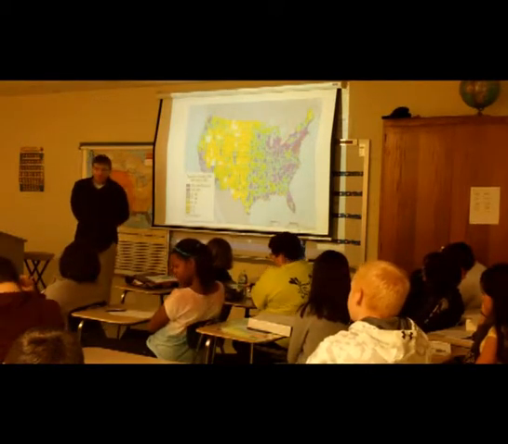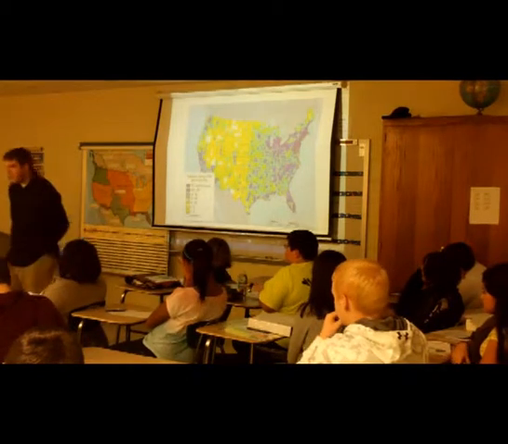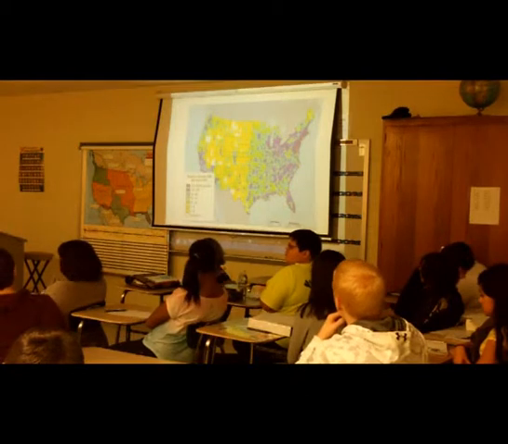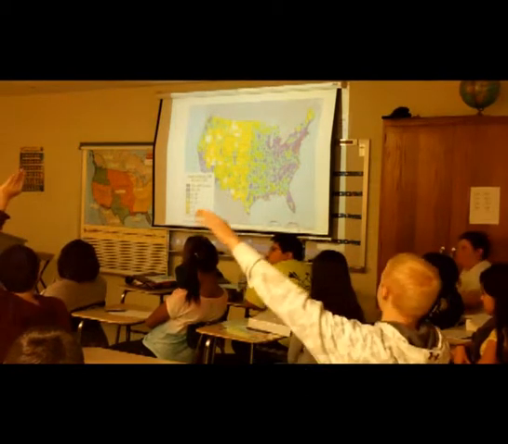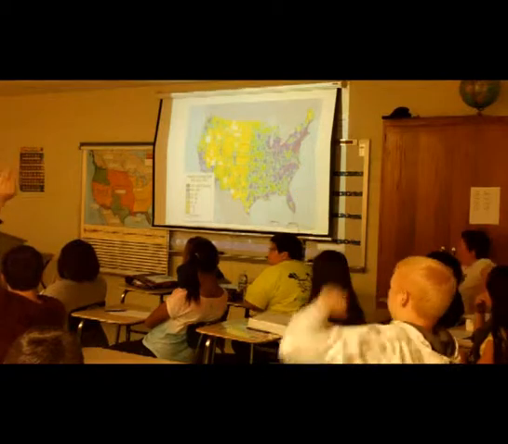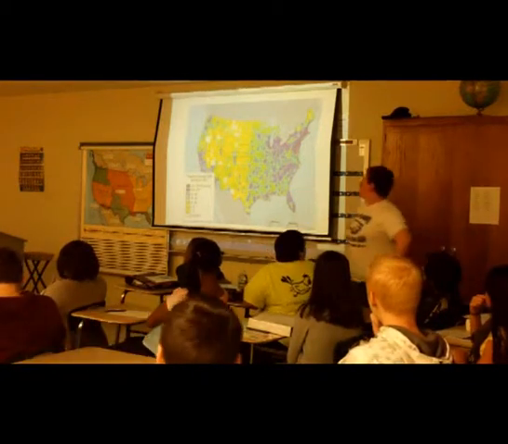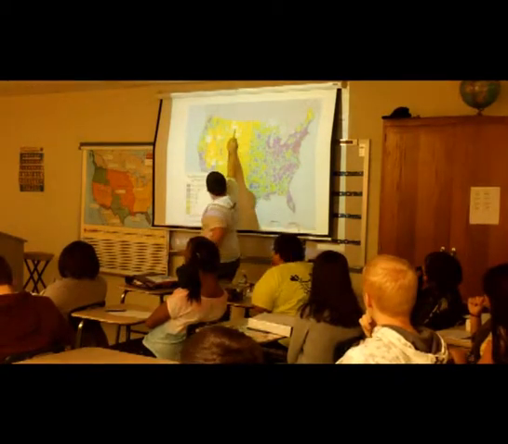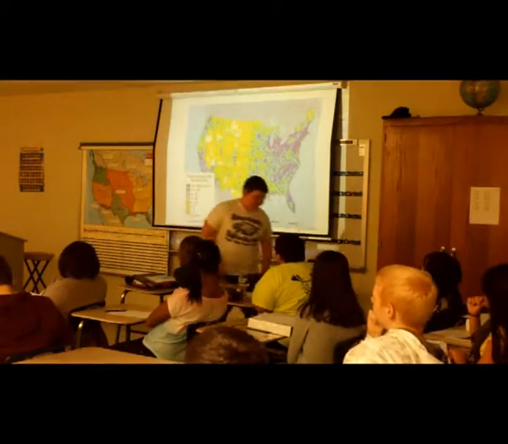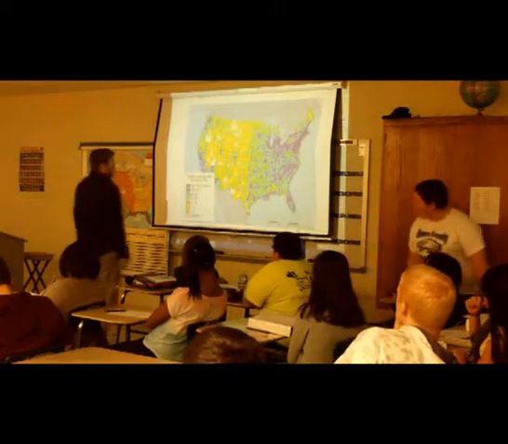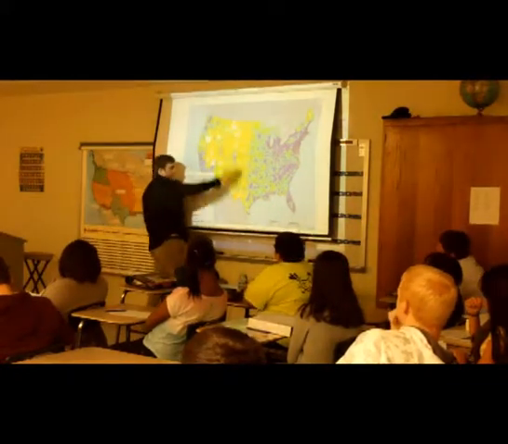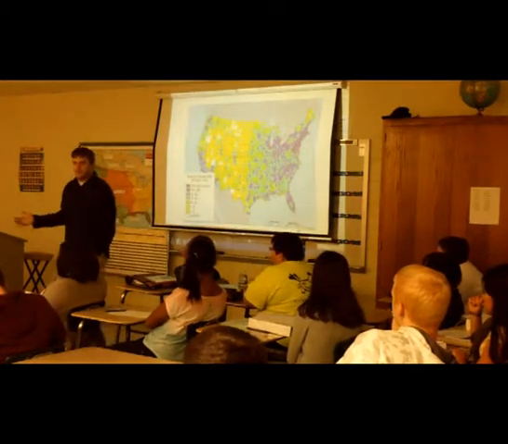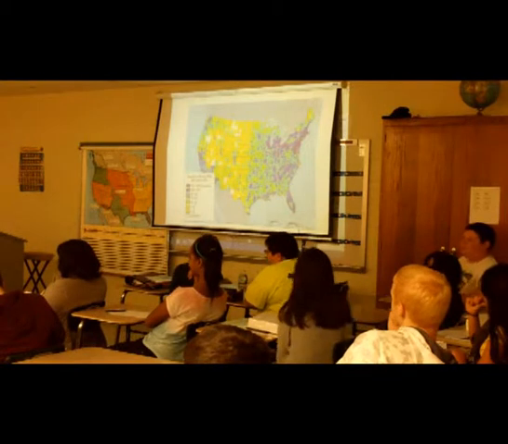So, who can come up and show on this map, somebody new, a place that would have a scattered population? Bobby. Basically, you could say all of this area, right? And what is this area? The Great Plains. And what do people do in the Great Plains? Farm. They farm. Very good.